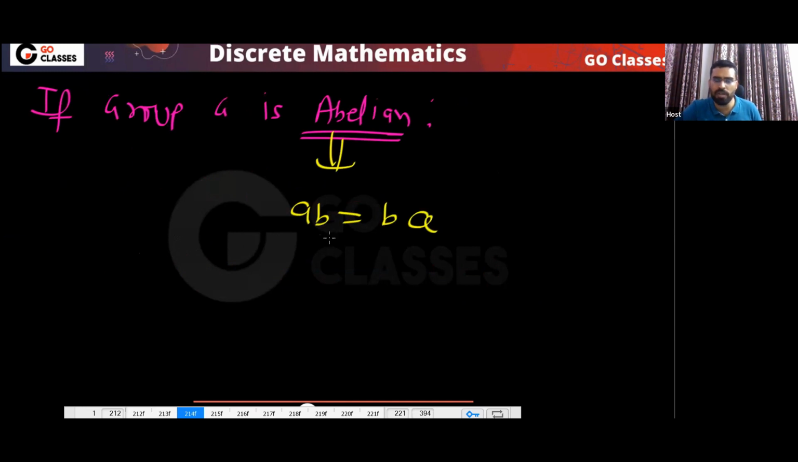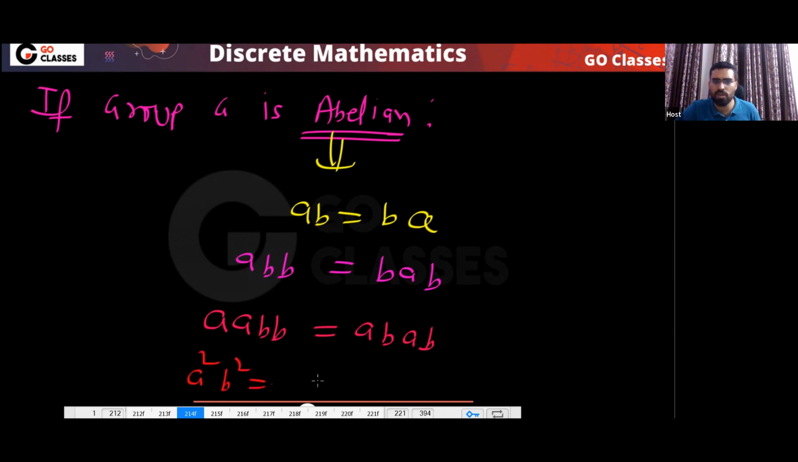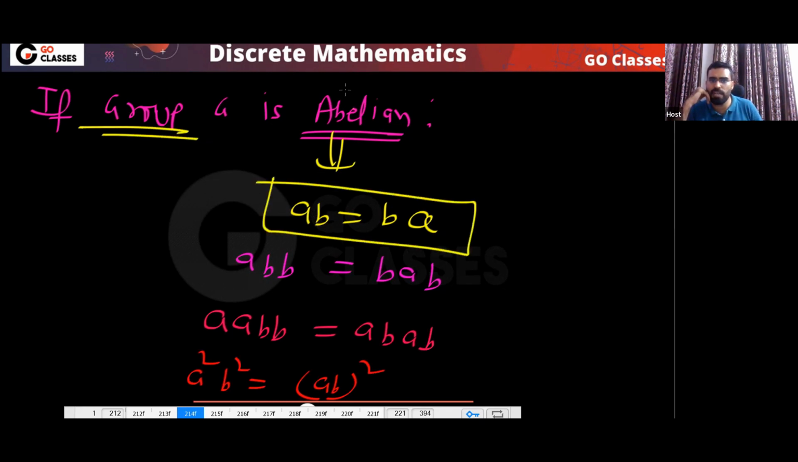Now what you can do, you can multiply both sides by B. Now you can multiply both sides by A. So what does it mean? It means A square B square is equal to AB square. Is this clear? If you know that your group is abelian, abelian means this.